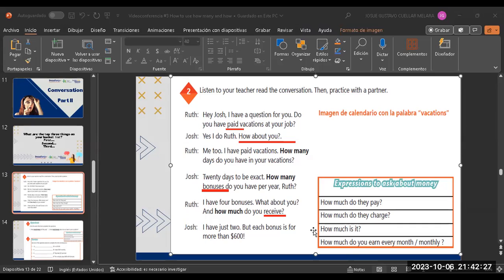A ver, entonces si me ayuda alguien, please send in this, a ver si me envía entonces, para que practiquemos un poquito más. Thank you for sending, gracias por enviar la conversación. Los veo en un momento.